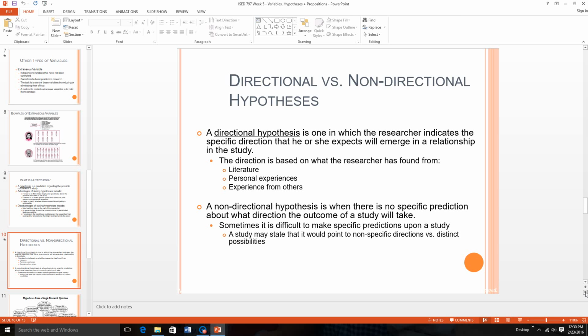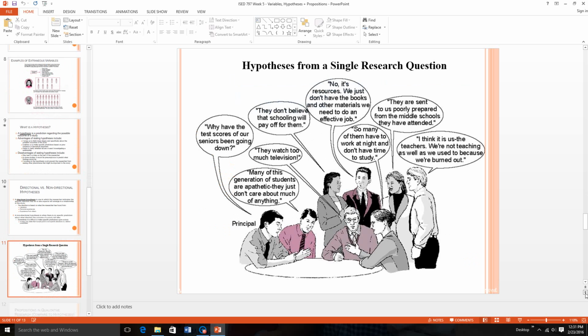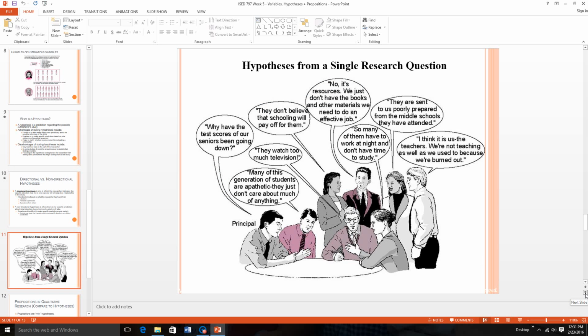A non-directional hypothesis is when there's no specific prediction. Sometimes it's difficult to make predictions, so it would not be appropriate to state that. So I'll let you look at this slide, but it shows many different hypotheses coming from a single research question regarding why it is that test scores are falling in this particular school.